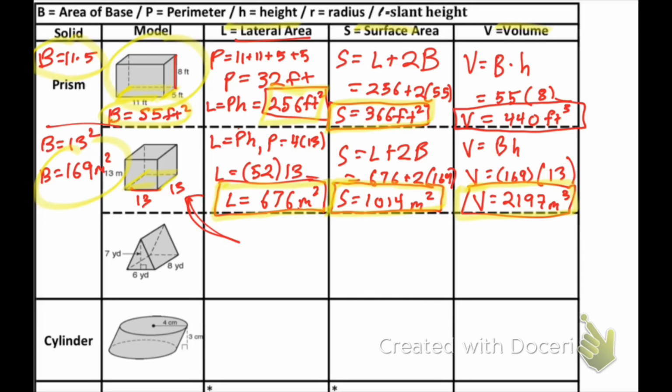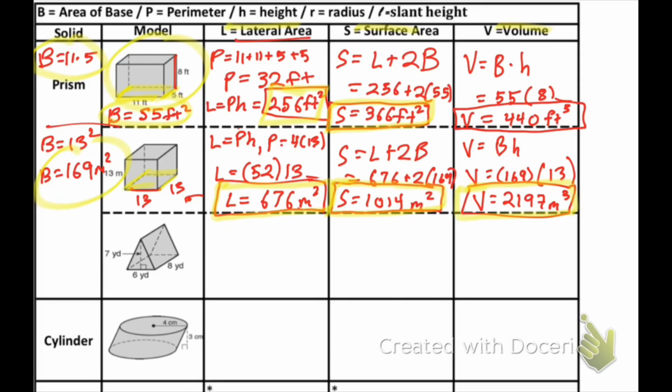Now let's do a couple more. Let's look at the triangular. Actually, you know what? We should probably do it. Let's do the triangular right prism. Now just notice that this is on its side. It's flipped over on its side. So the base, these are my bases, both triangles, and the height is actually this 8 yards here.